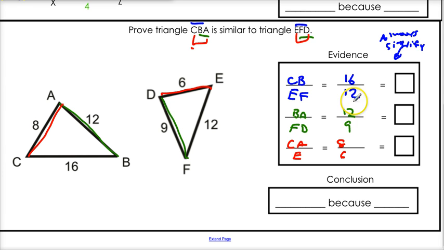16 over 12, well, that reduces to 4 over 3. 12 over 9, well, guess what? That also reduces to 4 over 3. And 8 over 6 also reduces to 4 over 3. So since my ratios are all the same, they are equal to each other, we know that these two triangles are similar. So we could say that triangle CBA is similar to triangle EFD because of side-side-side similarity.